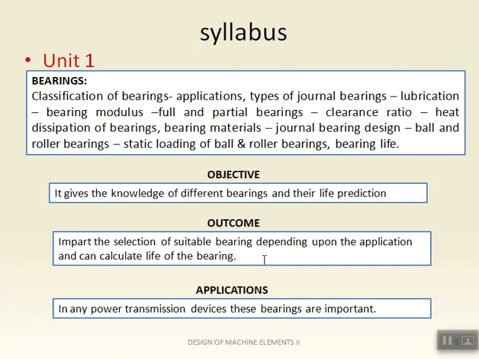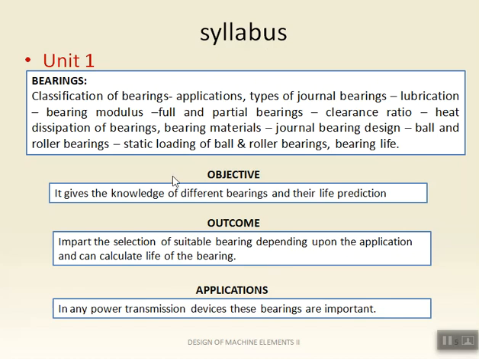Unit number one, bearings. Do you know what the use of a bearing is? A bearing is a device which reduces friction and allows relative motion between parts. So the objective of this unit is to learn the different types of bearings and their life prediction. The outcome means that after completion of this unit, a student must be able to select a suitable bearing depending upon the application and calculate the life of the bearing. Okay, that is unit number one.